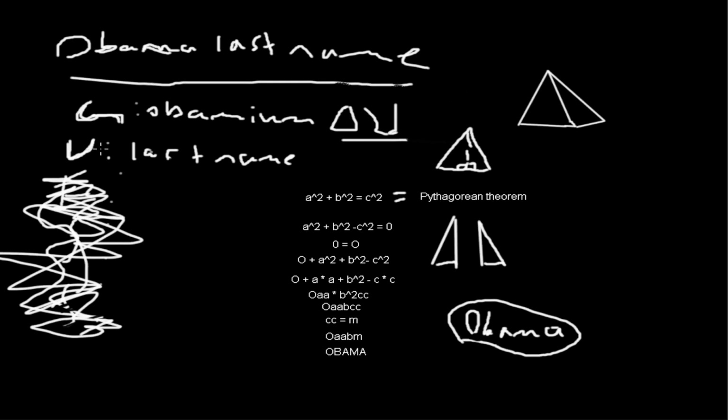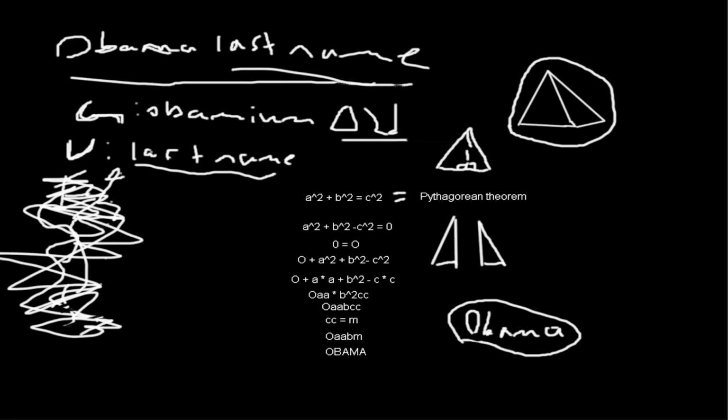So, with the GU, what you're gonna do is G is the given information. The given information is Obama, which is obviously this. And then the understanding, or what you're looking for, is his last name, obviously. So what you're gonna do is the given information you'll have to convert it to 2D because you're going to be using the Pythagorean theorem.